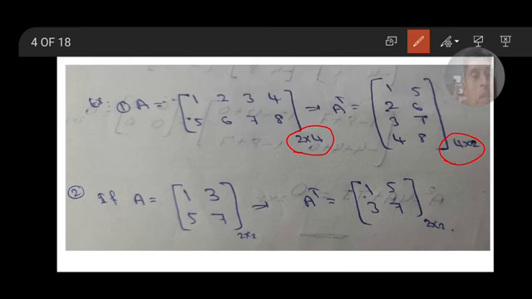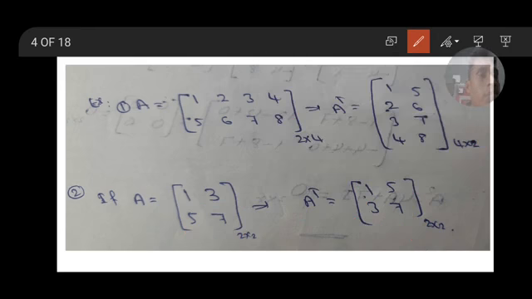Next, if A equal to 1, 3, 5, 7, then A transpose, first row 1, 3, I am writing as a column 1, 3, and second row 5, 7 I am writing as a column 5, 7. It is called A transpose, transpose of a matrix. It is denoted by A power T. Okay, rows written as columns.